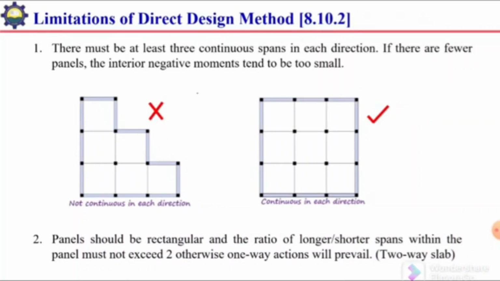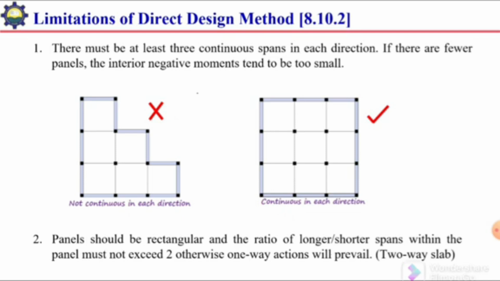So there are 6 limitations. If a slab system satisfies all of these limitations, then we can say that this direct design method is applicable for that system. If any of the limitations is not satisfied, then this direct design method is not applicable for that type of slab system. So we will go one by one into these limitations.